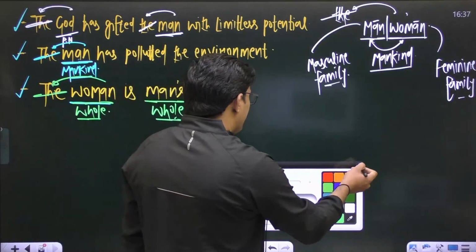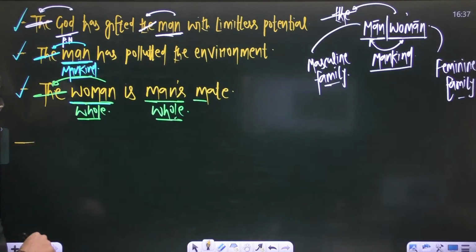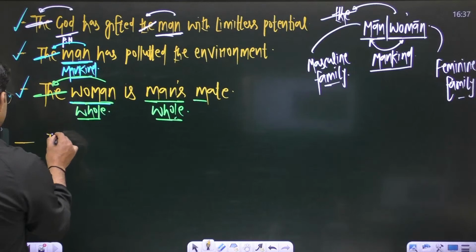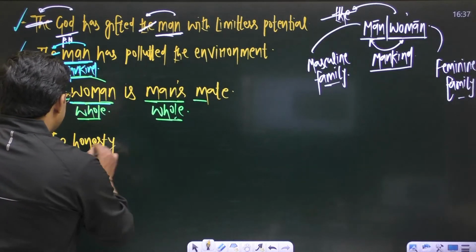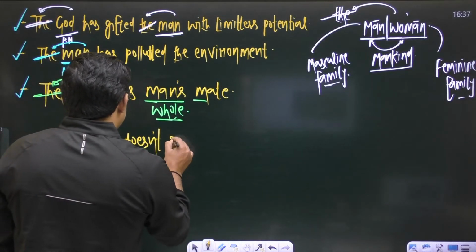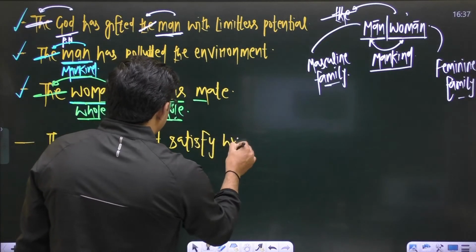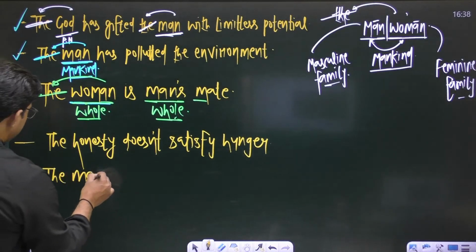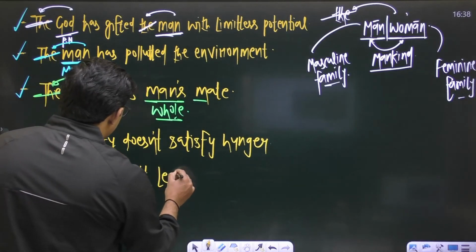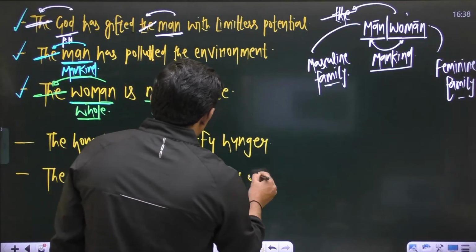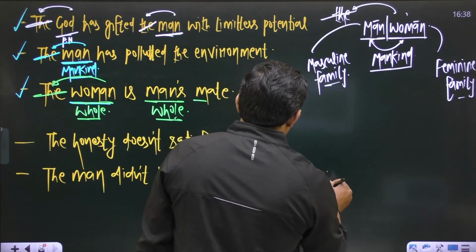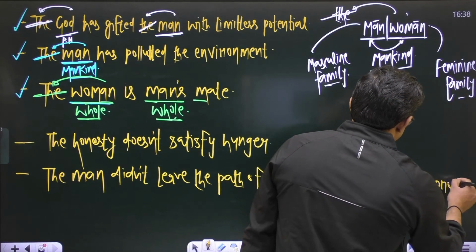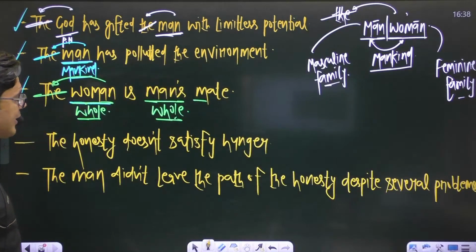Okay, move to the next sentences. First one is: the honesty does not satisfy hunger. The honesty does not satisfy hunger. The man did not leave the path of the honesty despite several problems. The man did not leave the path of the honesty despite several problems.